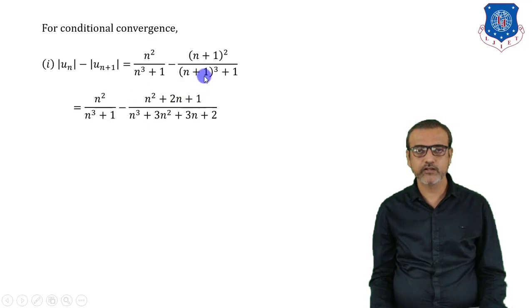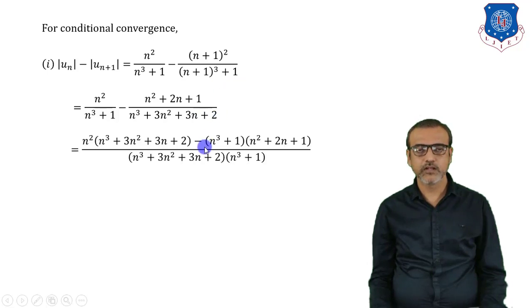Now over here, applying the formula of (a plus b) the whole cube, that is a cube plus 3a square b plus 3ab square plus b cube. So it will become n cube plus 3n square plus 3n plus 1, and plus 1 will become plus 2. Now we will simplify this result. LCM of these two terms, right? n cube plus 1 and n cube plus 3n square plus 3n plus 2.